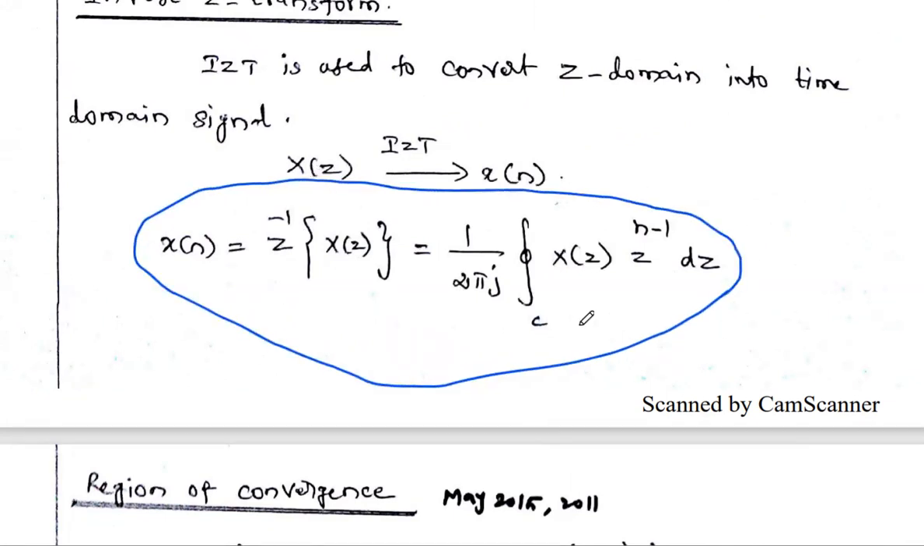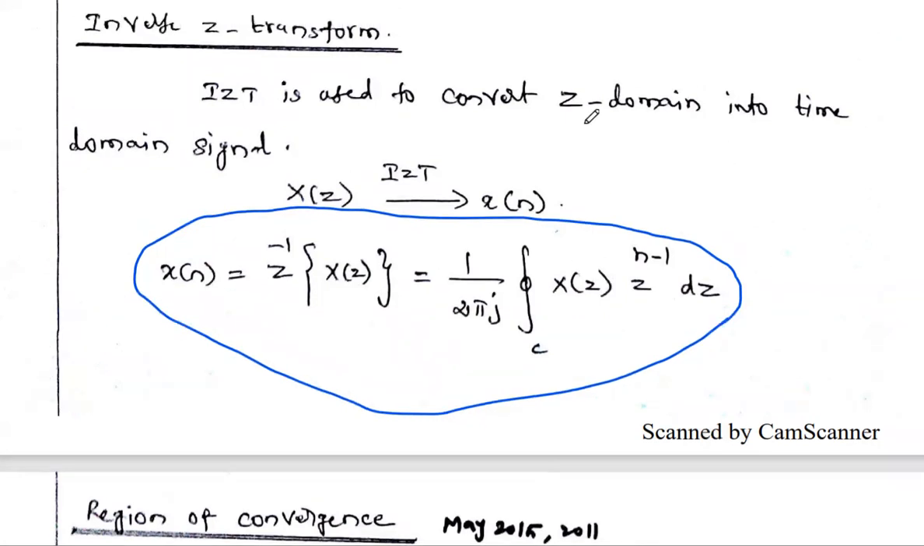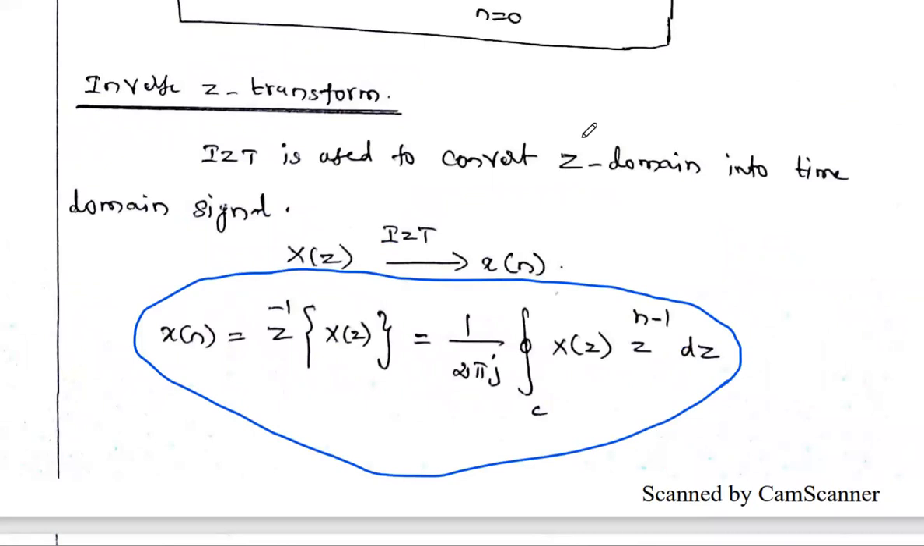We may also use the partial fraction method. In order to find the inverse Z transform from capital X of Z, either we may use this formula method or we may use the partial fraction method. So this is the formula to find the inverse Z transform.